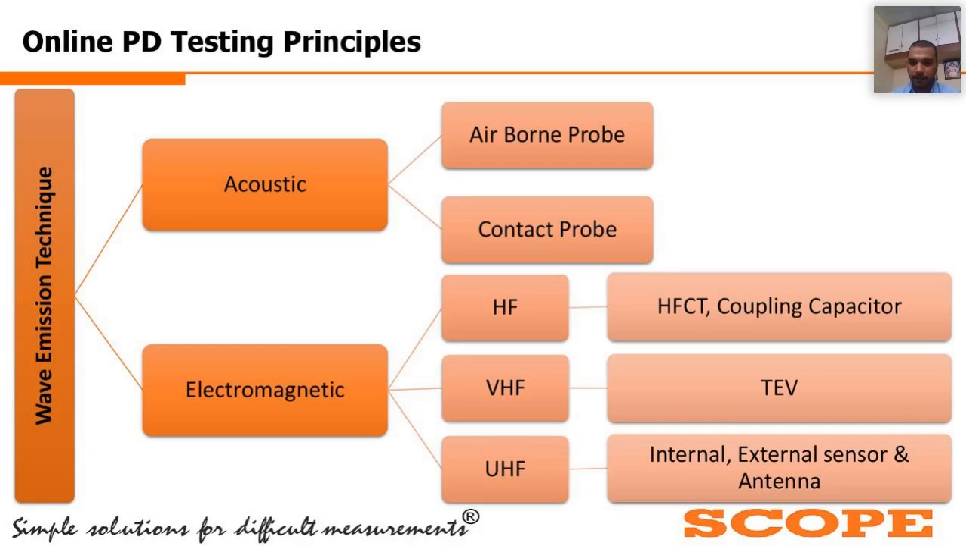So this is a brief idea about the kind of technology available. The technology is broadly demarcated into two types, acoustic and electromagnetic. In acoustic, you have got two kinds of sensors, non-contact type and contact type. Airborne is non-contact type, and the second one is contact type. Then you have got three more classifications: HF, VHF, and UHF. In HF, you have got two major kinds of sensors. In VHF, you have got one kind of sensor, TEV, and then you have got UHF, where you have got three kinds of sensors: internal, external, as well as antenna.